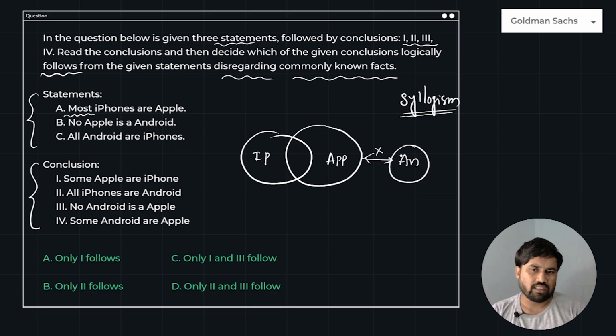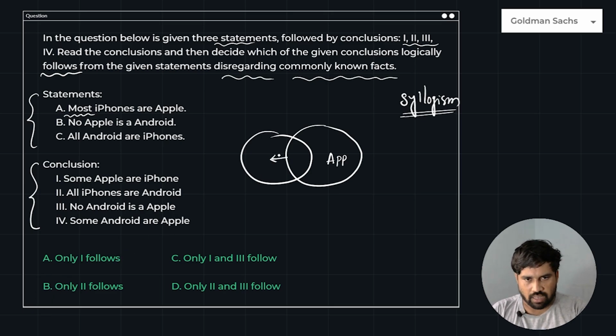So just look at here, guys. This Android set needs to be under the iPhone set, right? So I'm just making some adjustment for this figure. I am converting this Android set into the iPhone set. So just look at here how I am redesigning the problem. So it's a very easy concept. So Apple and Android, the relationship is no.